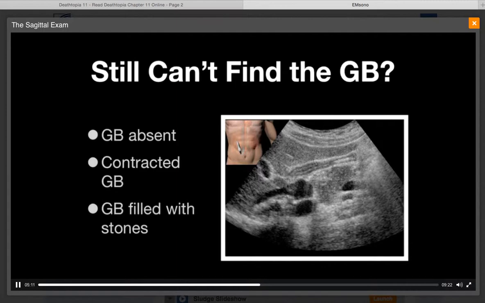Okay, so what if you still can't find the gallbladder? You've had the patient take in a deep breath. You've turned the patient on their left side and you still cannot find the gallbladder. You have to ask yourself, what are you seeing?